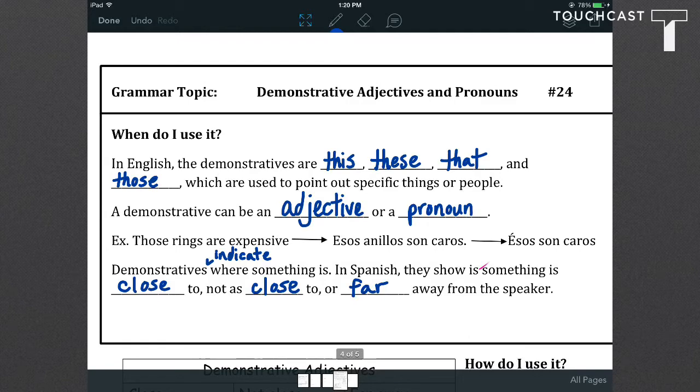The esos in that sentence is an adjective because anillos is accompanied with it. Or I could replace anillos and say esos son caros. And I didn't use the adjective that time. I used a pronoun because the noun is no longer there. So demonstratives can indicate where something is. In Spanish, they show if something is close to, not as close to, or far from the speaker.